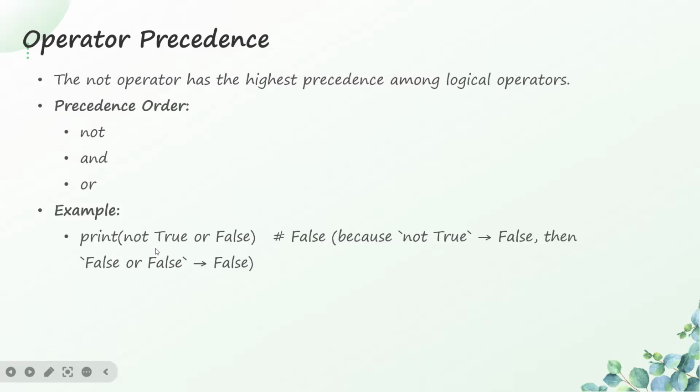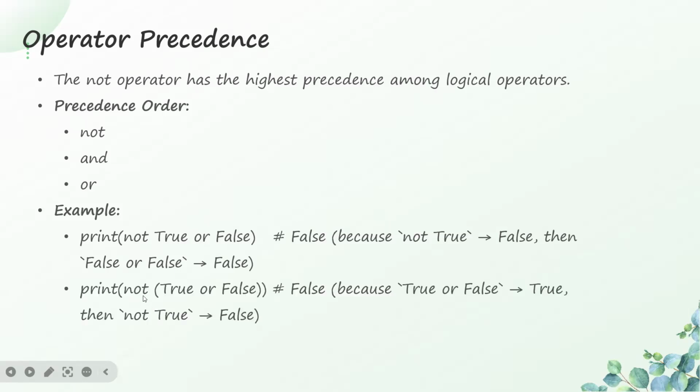So when you say print not True or False, the not True will be evaluated first, because not is higher than or. Not True will give us False, so False or False will give us False. When you have another one, not (True or False), because this True or False is in brackets, the parentheses will go first. True or False will give us True. Then not True will give us False.